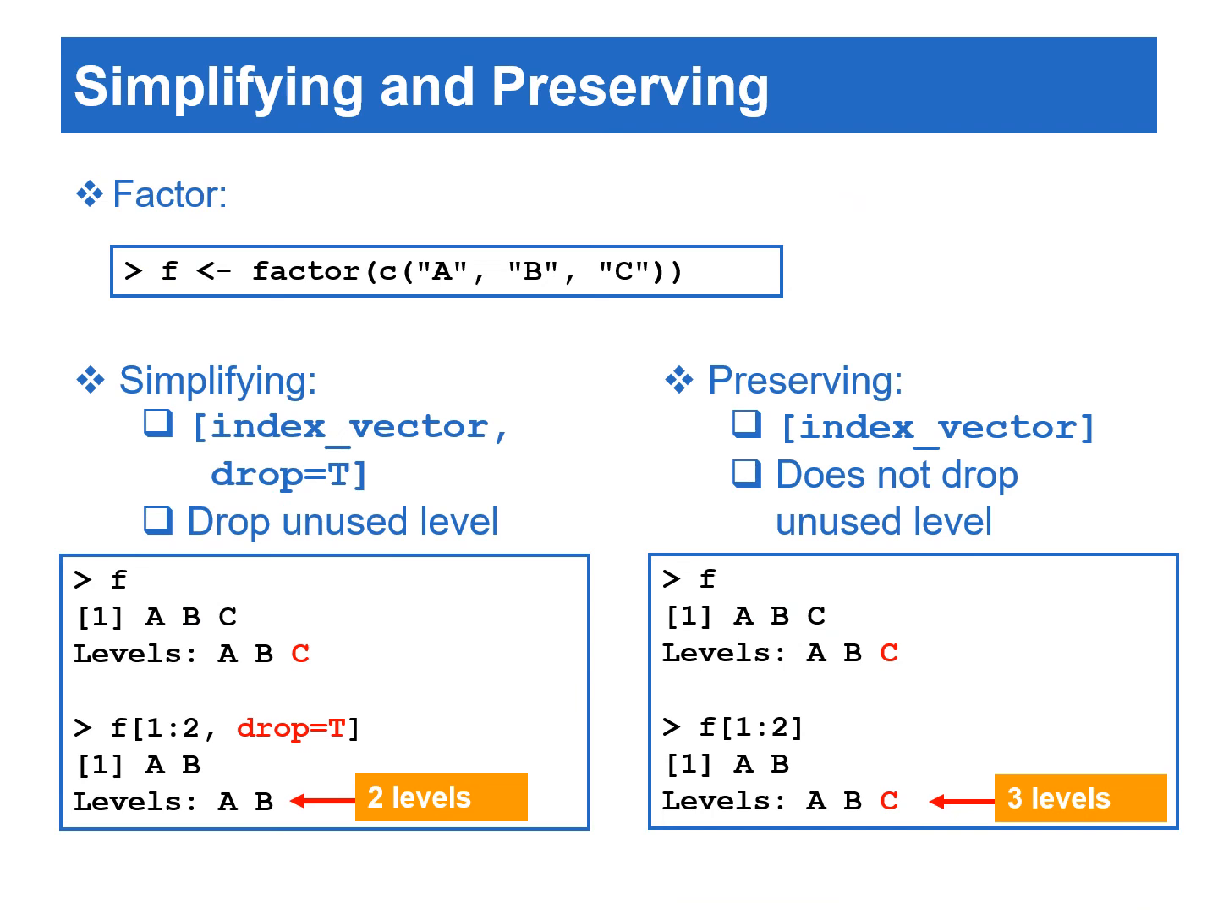For a factor, simplifying subsetting means setting the drop option to false within the single square brackets removes the additional levels in the result. Without setting the drop option to false, preserving subsetting keeps all the original levels in the result.